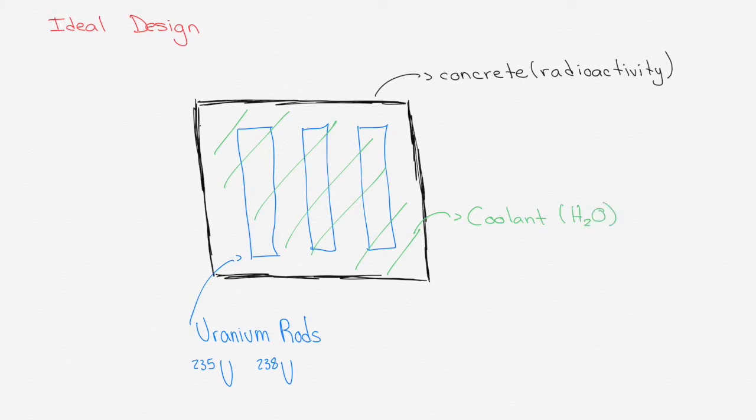Surrounding the rods will be water, which will act as a coolant. This water will be put into the system as cold water and will exit the system as steam. This steam will then go through a heat exchanger which will power some turbines and as a result produce electrical energy. As mentioned before, a nuclear fission reaction can be represented by the following equation.